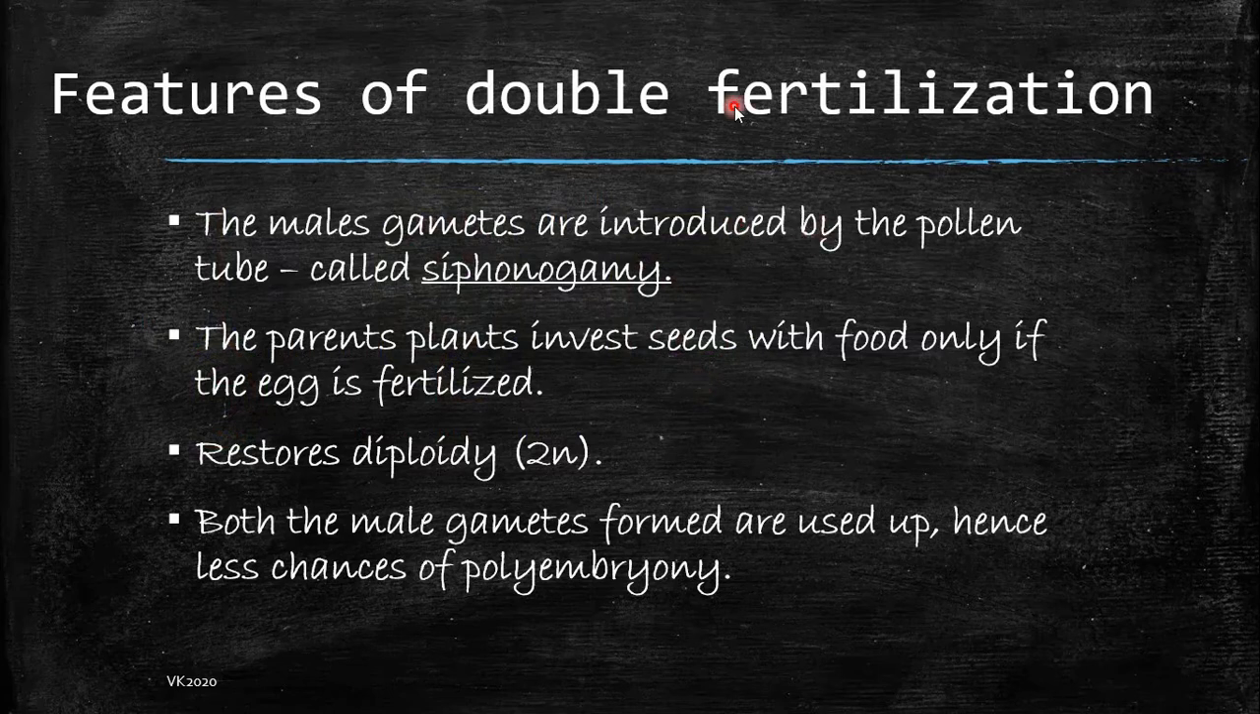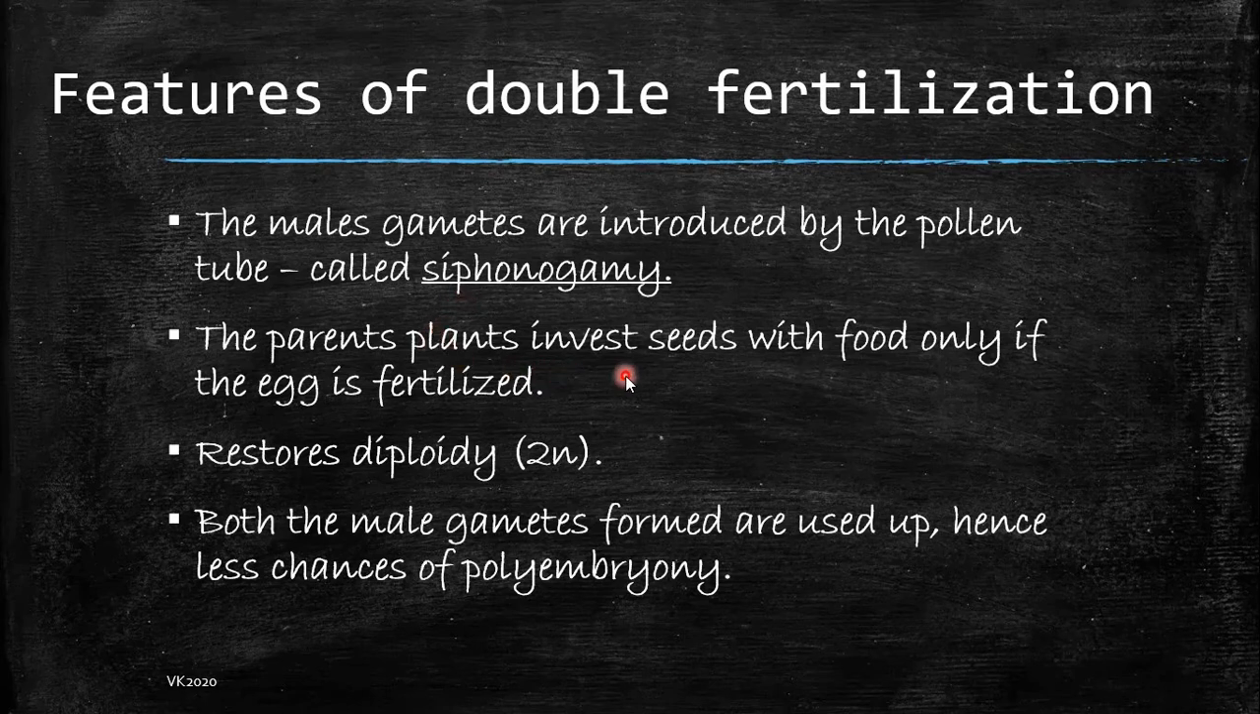So there are certain features of double fertilization that we need to know. When the male gametes are introduced by the pollen tube, this process is called siphonogamy. Siphon means a tube or a pipe. So when the male gametes are brought by a pollen tube, we call it siphonogamy.